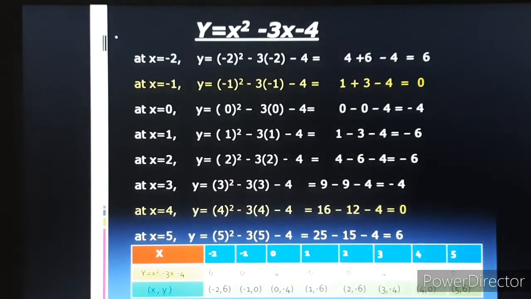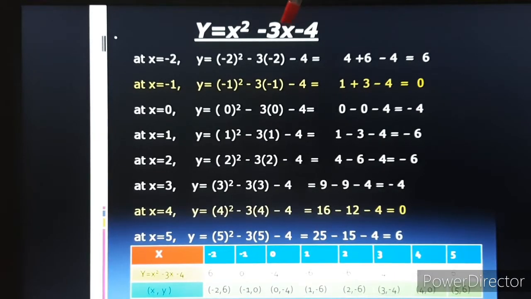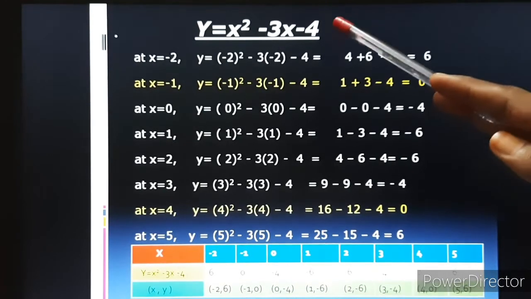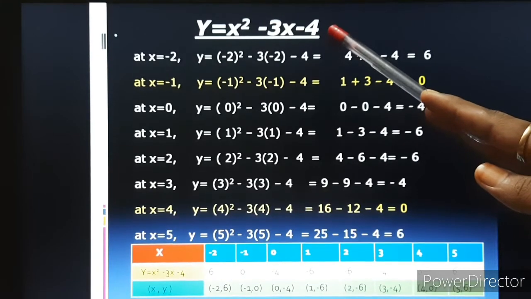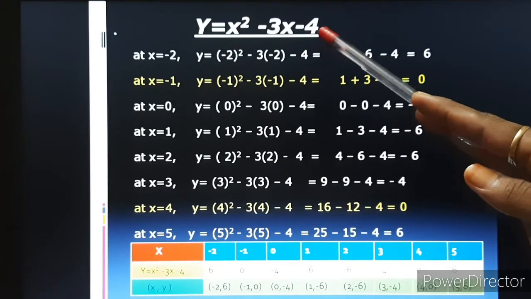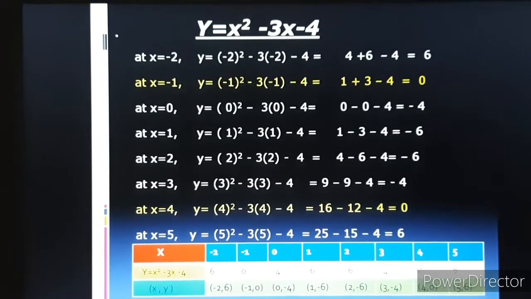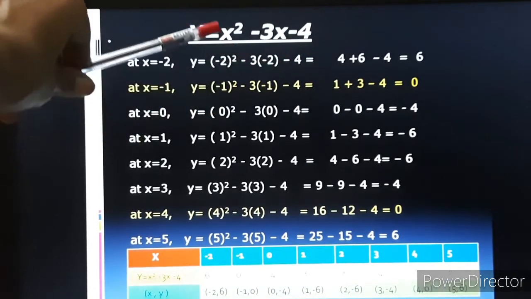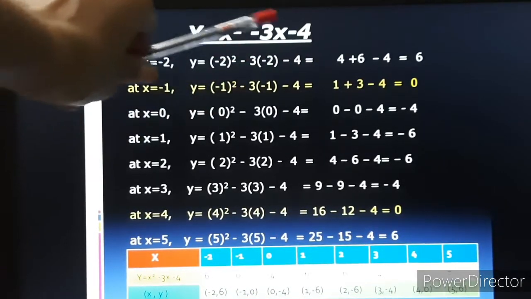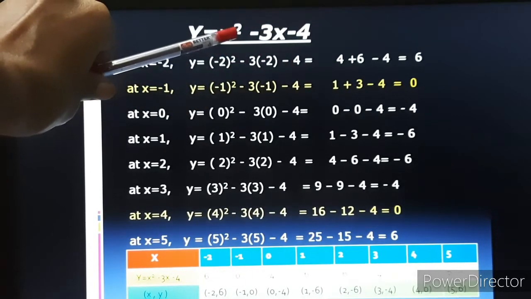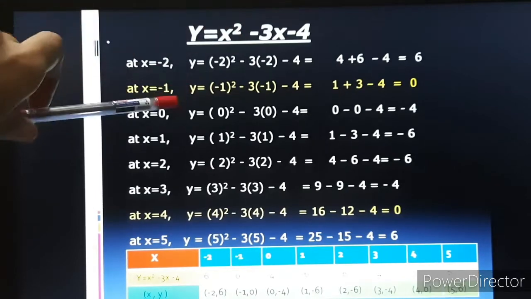Here y is equal to x square minus 3x minus 4. Is it a quadratic polynomial? See here. Yes, it is a quadratic polynomial because the degree of this polynomial is 2. The highest power is 2 in this x square minus 3x minus 4. What is the highest power? 2, right? So this polynomial is called a quadratic polynomial, right?